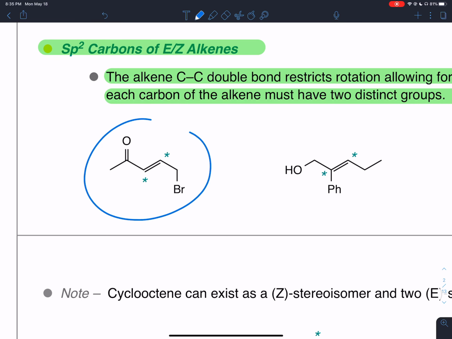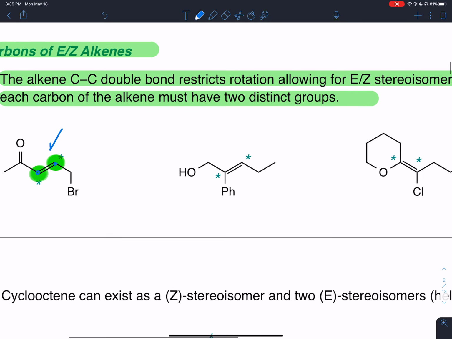If you were to look at this first example here, we have two carbons. And on this left carbon, we have a ketone and a hydrogen. Those are two distinct groups. This carbon of the double bond has a hydrogen and a CH2Br group. Because each of those carbons has two different groups, this is an EZ alkene.